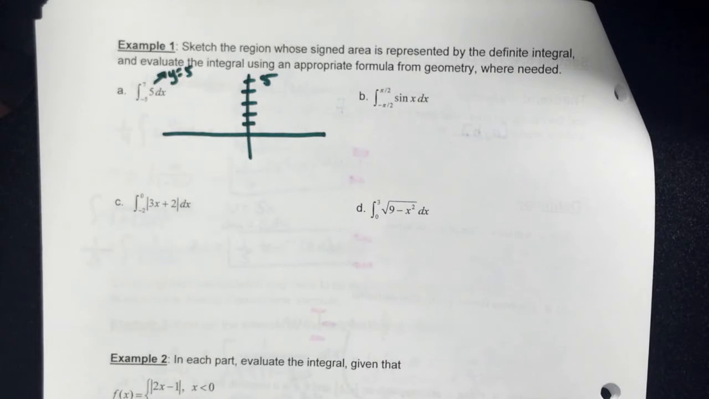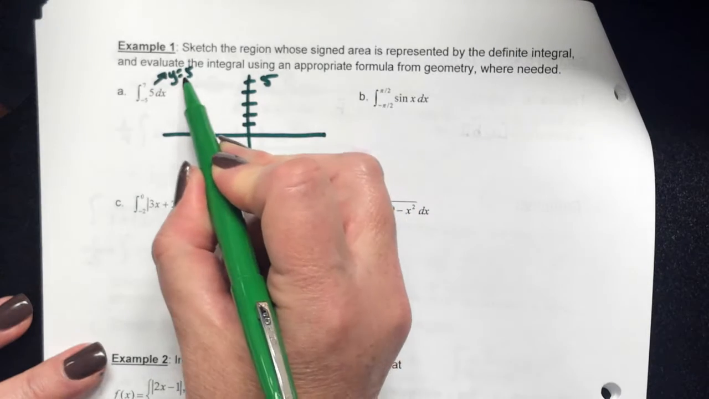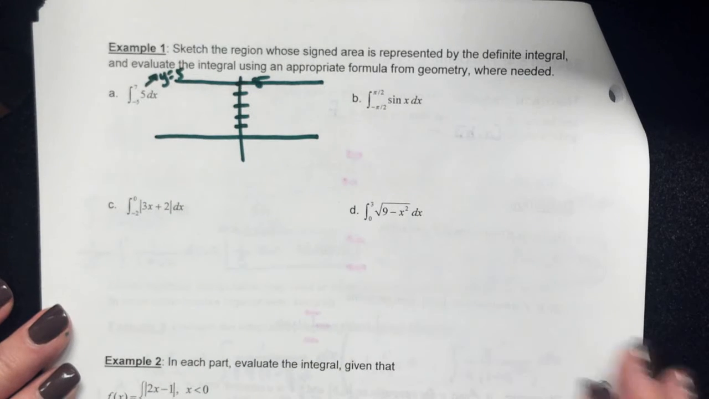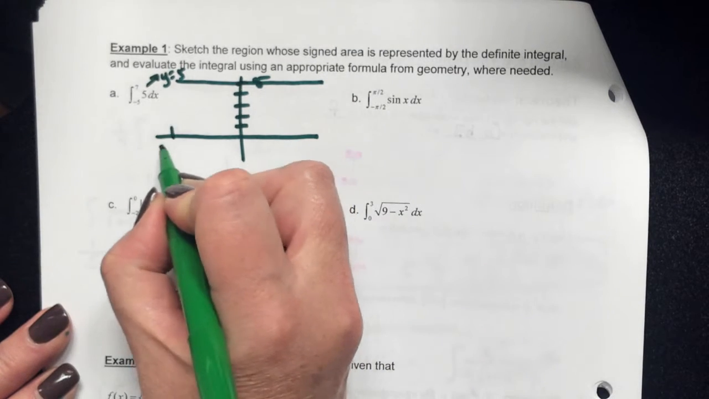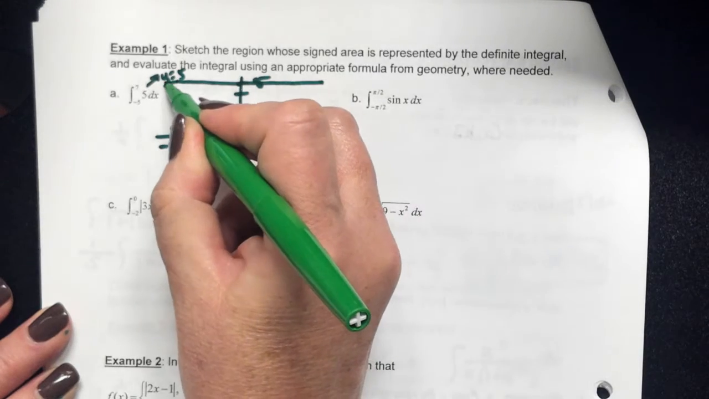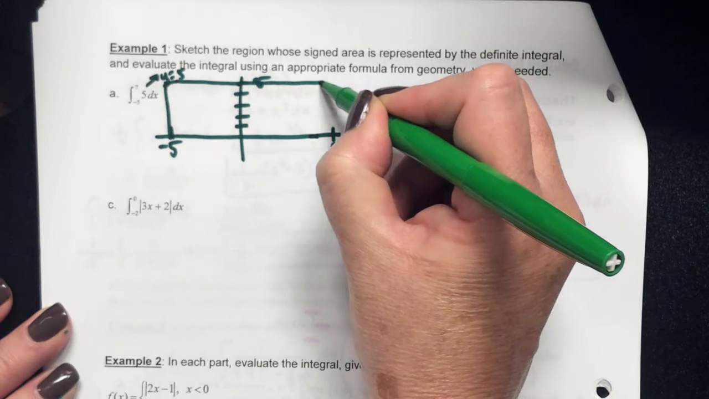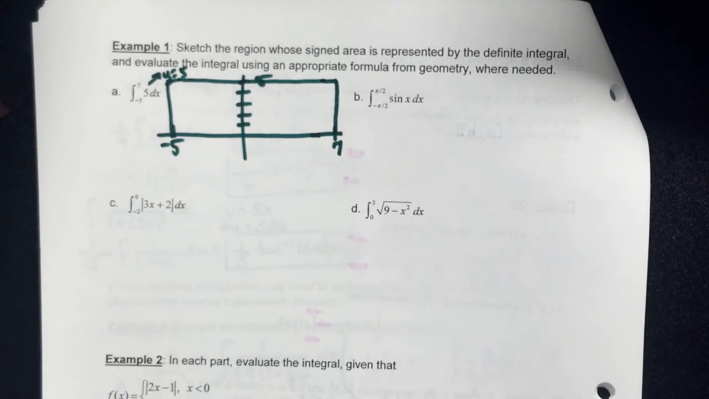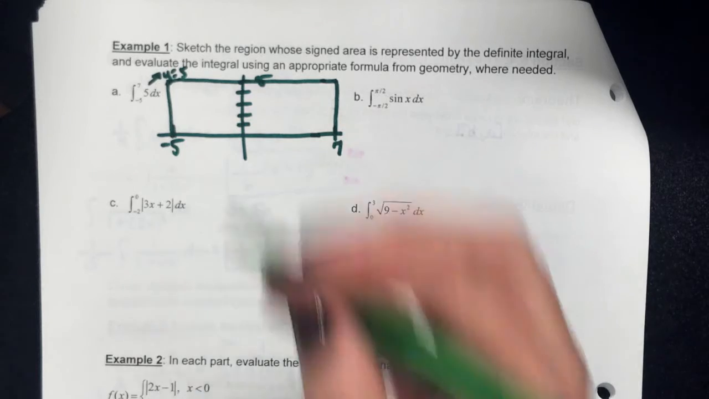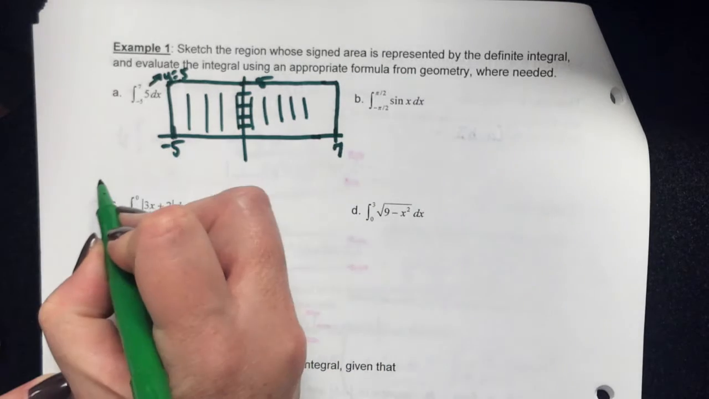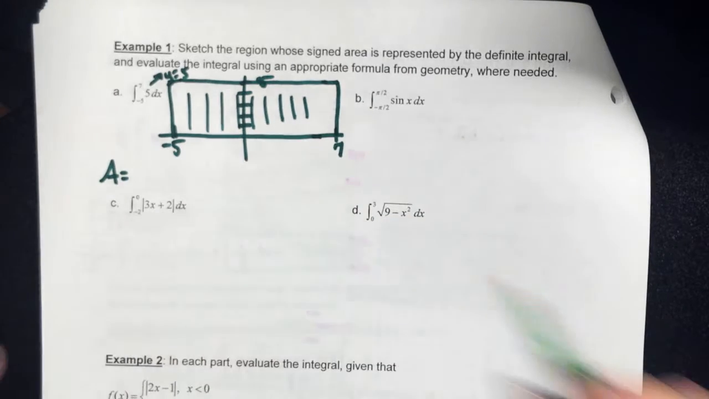So the area that I want to find between the x-axis and that horizontal line of 5 is going to go from an x value of -5 to 7. So again, I've got my lower bound of -5, my upper bound of 7. What shape is formed? A rectangle. So we all know how to find the area of a rectangle.